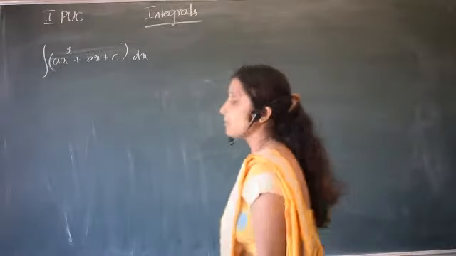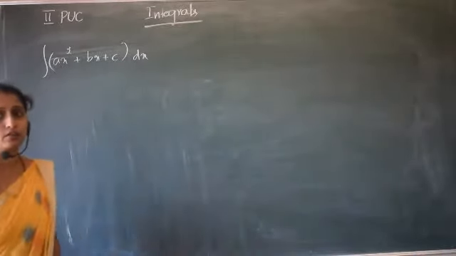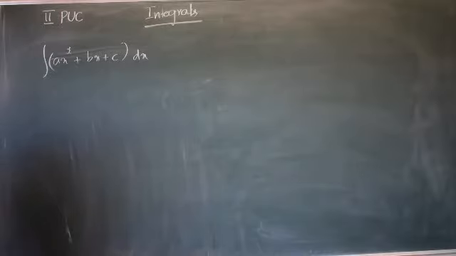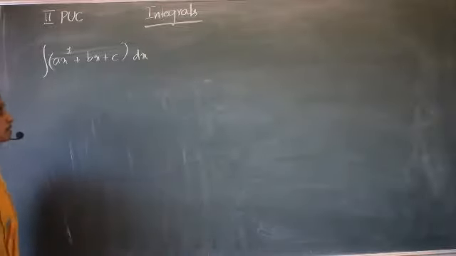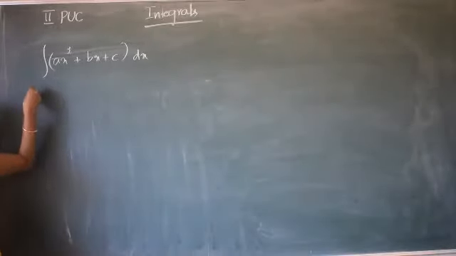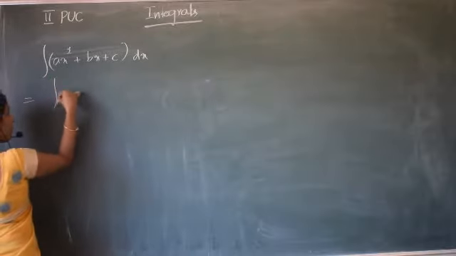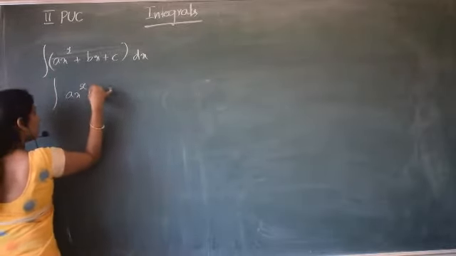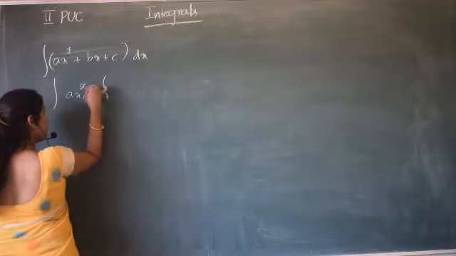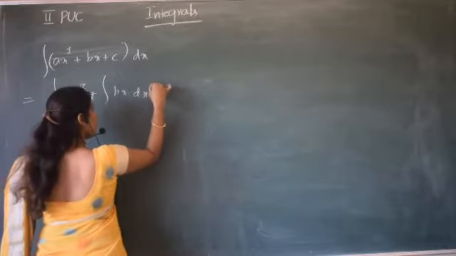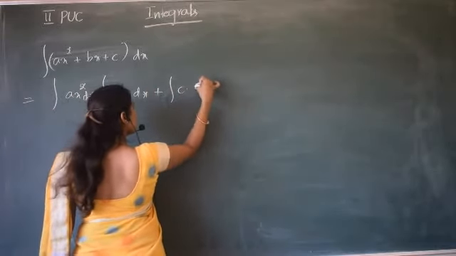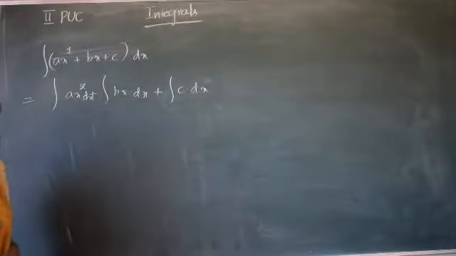Hello students, we solved some other problems of integration. We have solved some problems, so same kind of problems by using the formula. So one is the integral of ax square plus bx plus c dx. Now it is the integral of a sum of functions, so we can split that. So this will be equal to the integral of ax square dx plus the integral of bx dx plus the integral of c dx.